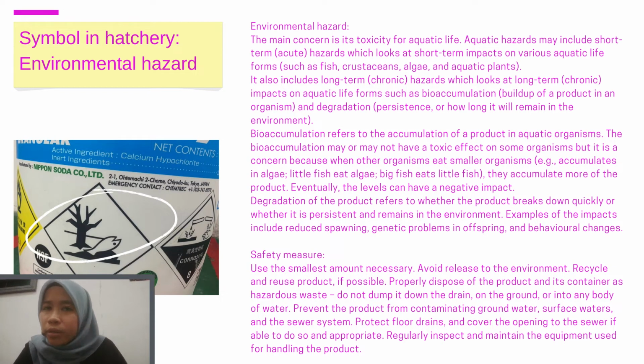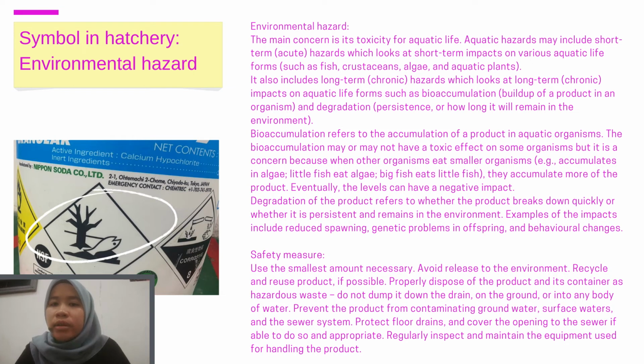So, what is bioaccumulation? Bioaccumulation refers to the accumulation of a product in aquatic organisms. The bioaccumulation may or may not have a toxic effect on some organisms, but it is a concern because when other organisms eat smaller organisms, for example, accumulators in algae, little fish eat algae, big fish eat little fish, so they accumulate more of the product. Eventually, the level can have a negative impact.